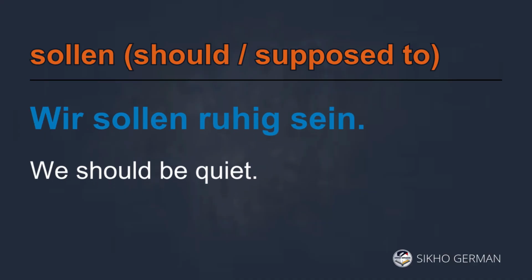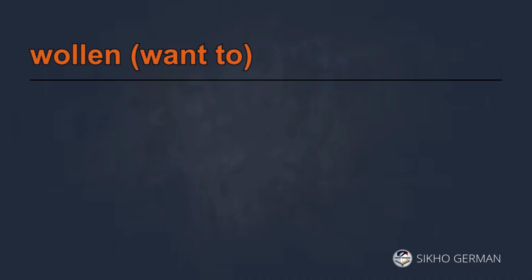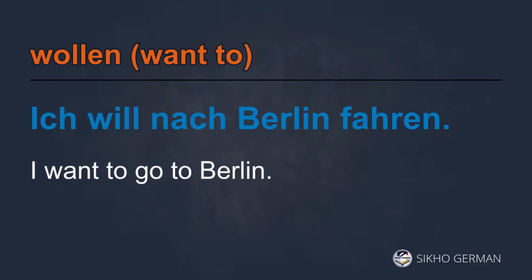Wir sollen ruhig sein means we should be quiet. This is a useful sentence for classrooms and everyday instructions. Now we come to wollen, which means want to. Ich will nach Berlin fahren means I want to go to Berlin.